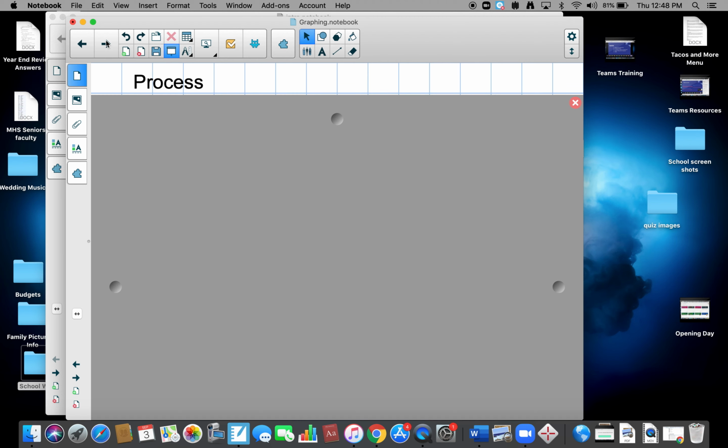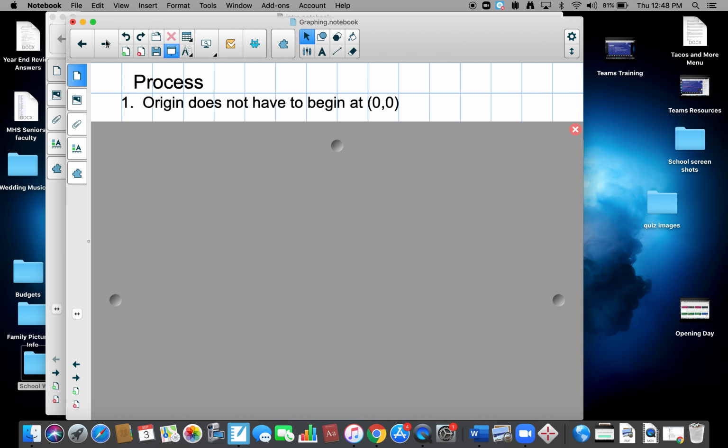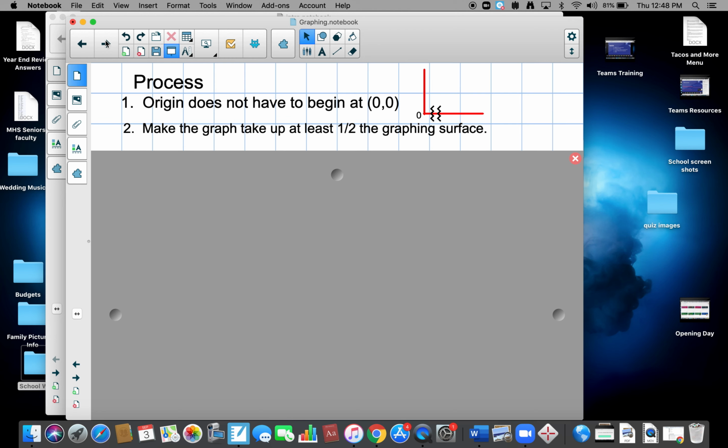When we do this, we have to remember the origin does not have to be 0, 0. It can be, it doesn't have to be. And sometimes if you really have to, we can use a squiggly line to separate it up. We make the graph take up at least half the graph surface. Why do we do that? Because we don't want to leave empty space.